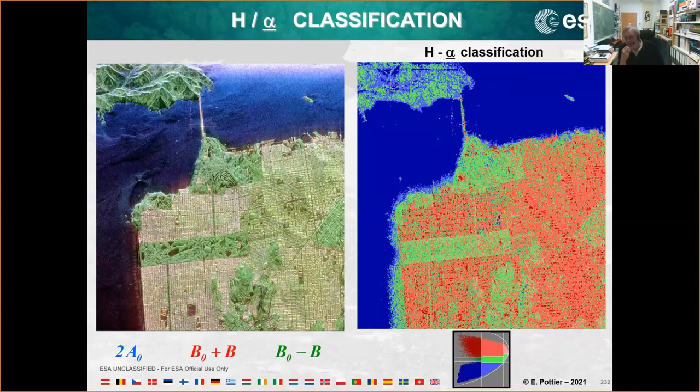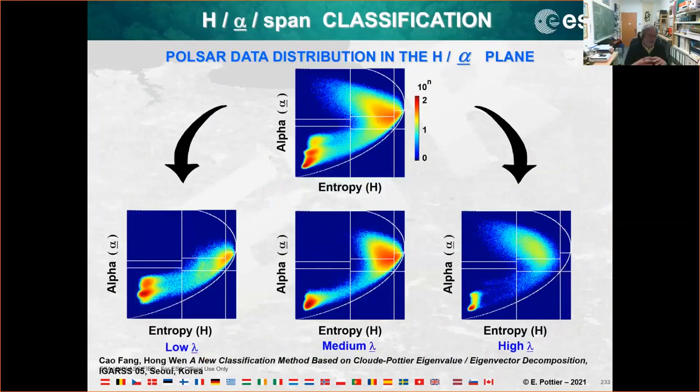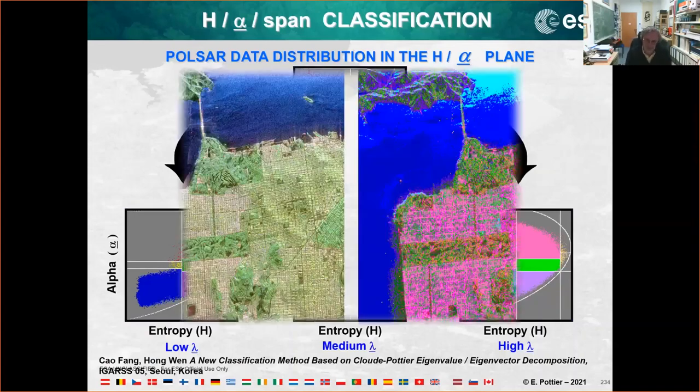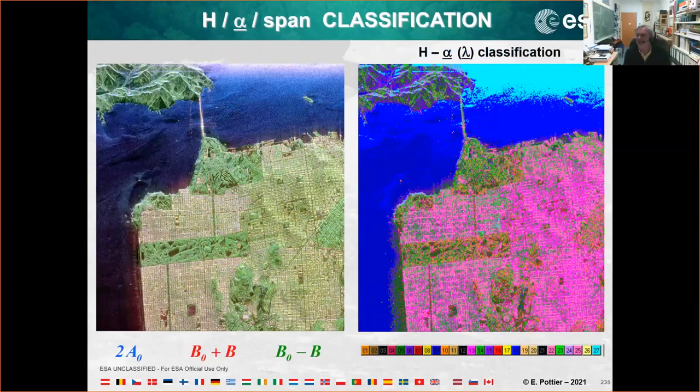So the idea, proposed some years ago by Cao Fang from the Institute of Electronics of the Chinese Academy of Sciences in her PhD thesis, was to split this entropy alpha plane into 3 different entropy alpha planes. You have the physical interpretation in the entropy alpha plane, and according to the value of the intensity, you can separate these different cases. So you have the result for low intensity, medium intensity, and high intensity, and you get the final colors for the final entropy alpha plane. If I merge all these results, you get this 27-class unsupervised classification, which is quite nice, using entropy alpha plus the intensity.